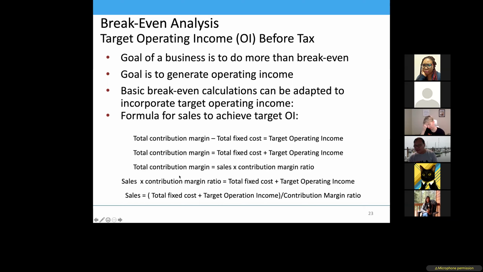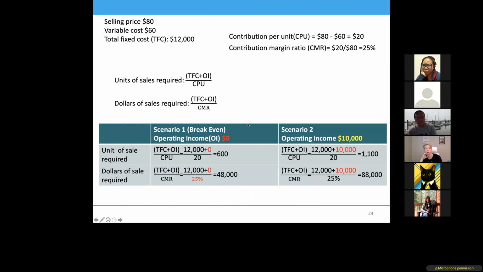Yeah, so let's go step by step, right? Now we are talking about operating income before tax, and we are going to talk about net income later, so I will come back to the question you just asked, Megan. Here, the generic formula is TFC, total fixed cost, plus operating income divided by CMU, contribution margin per unit. That's the unit sales required. So this is the generic formula.